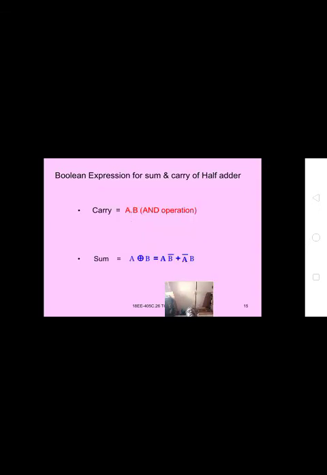Here I have taken the Boolean expression for the sum and carry of half adder also. Boolean expressions are: for carry, A into B, the AND operation. For sum, A XOR B, that is A into B bar plus A bar B.